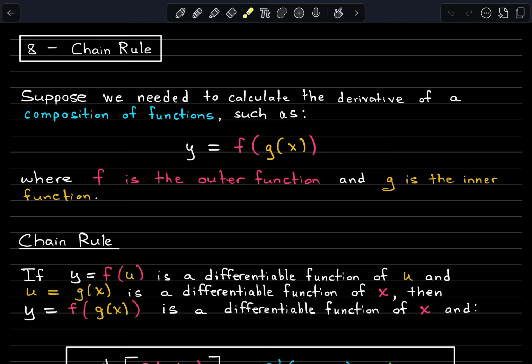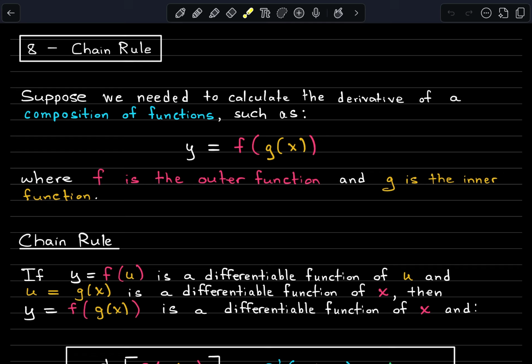So suppose we wanted to calculate the derivative of a composite function, or a composition of functions. This might be denoted as y is equal to f of g of x. F here is going to be the outer function, g is the inner function. So this is about a function within another function.